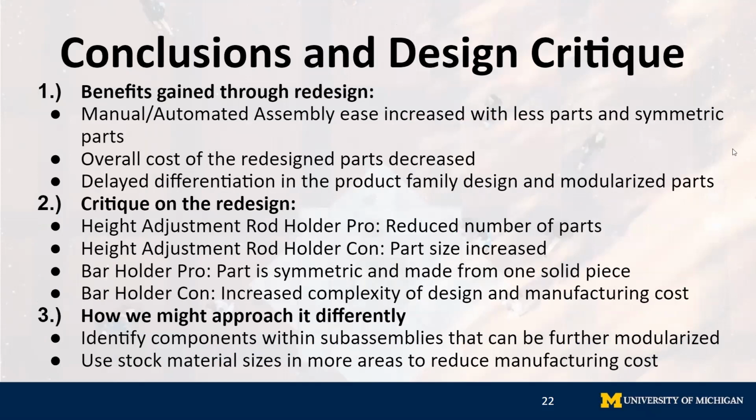So finally, looking at our redesign, the benefits were increased ease of manual and automated assembly, decreased overall cost of the parts and number of parts, and better delayed differentiation in the product family design. The pros and cons of our redesign include reduced number of parts and symmetric design, along with increased part size and increased manufacturing costs. If we were to start over and approach it differently, we would first identify components within the subassemblies that can further be modularized and also use stock materials in more areas to reduce manufacturing costs.